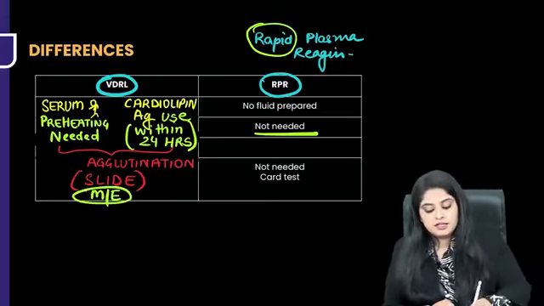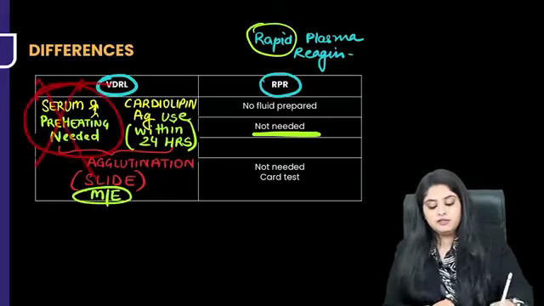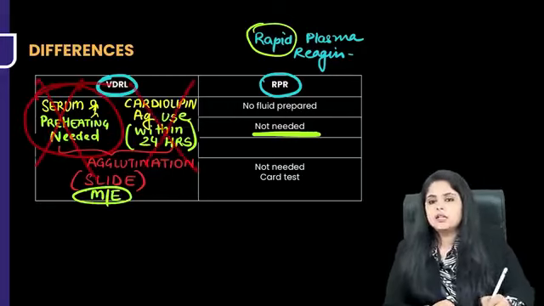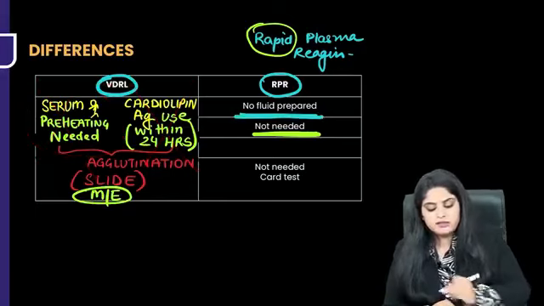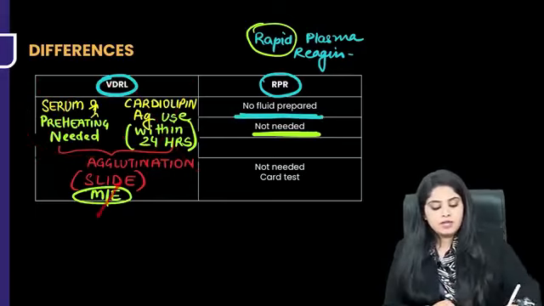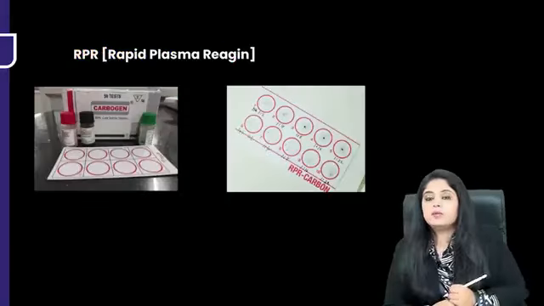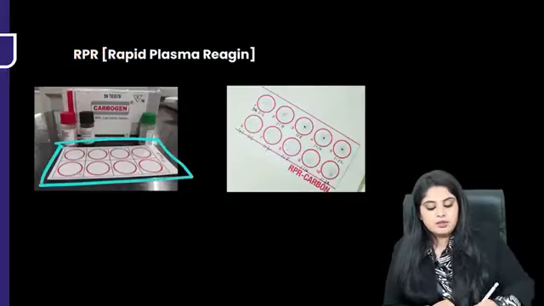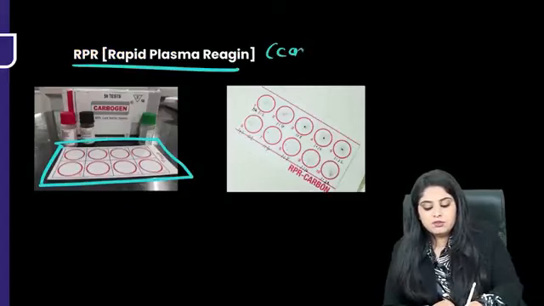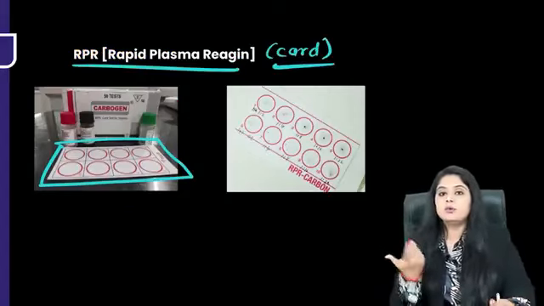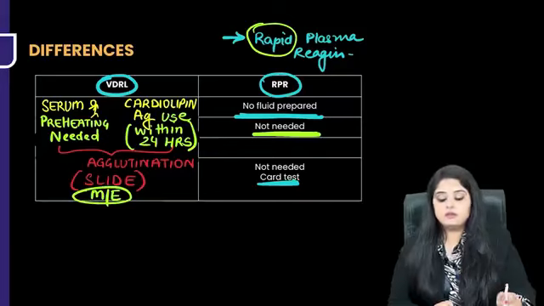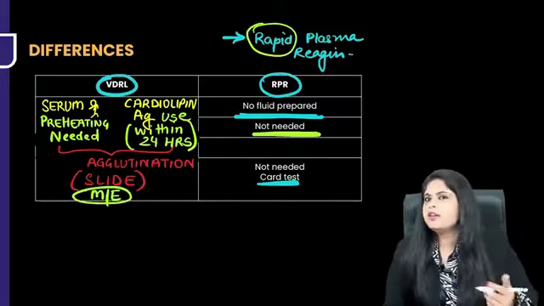Whereas RPR says that you do not need any preheating. You don't need this. You don't have to prepare anything that can be used within 24 hours. No fluid is needed, and you don't even need any microscope for this. This test is done on a card, that is why it is rapid. Have a look at this picture. This is a simple card-based test, so you will just have to read it with your eyes on a card. You don't need a microscope. All your problem is solved. So obviously the RPR is what is very, very rapid.